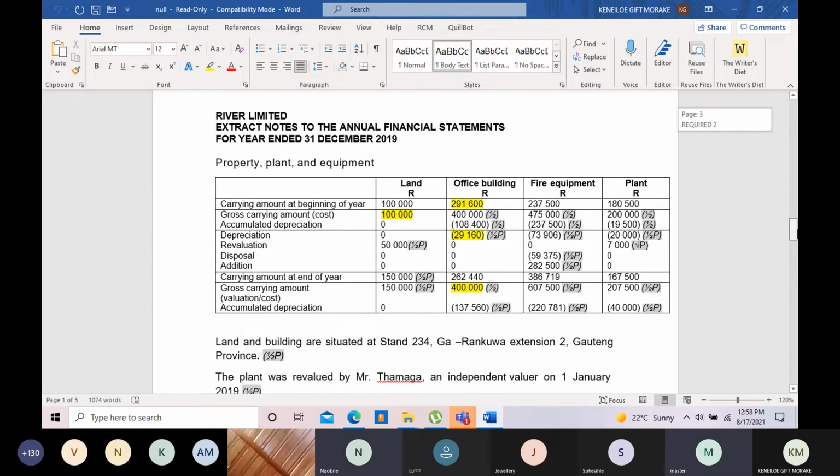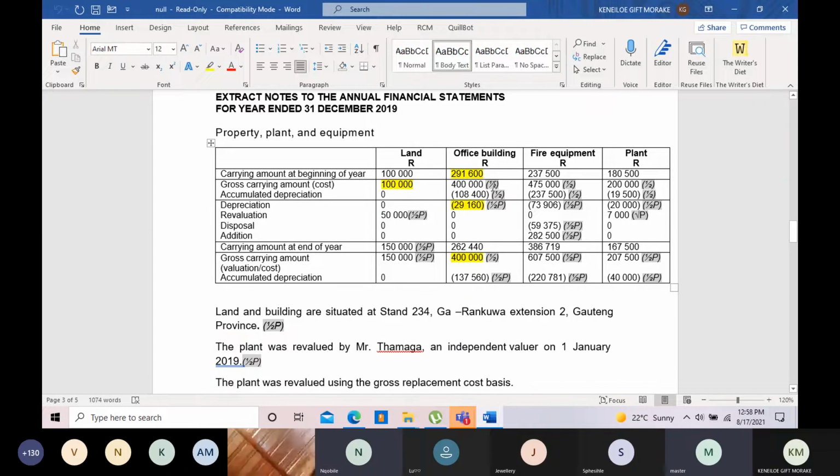You can see office building, by the way. The 400,000, which is the cost price, was given. The accumulated depreciation was also given. Right. So you say 400,000 minus 108,400. You're going to get a carrying amount of 291,600. This is your carrying amount.